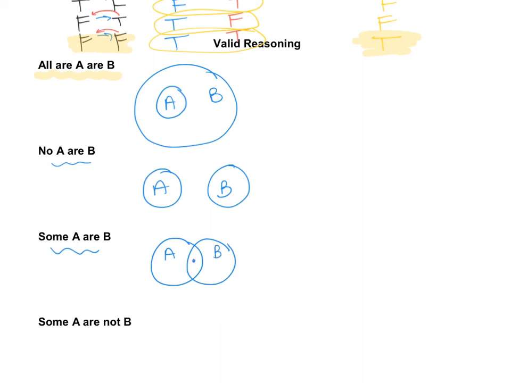So we're talking about people that live right inside there. Those are some of the A that are B. Now it says some A are not B. That's, again, the same kind of picture, but we're talking about the guys that live out here. Those are A, and they are not B.